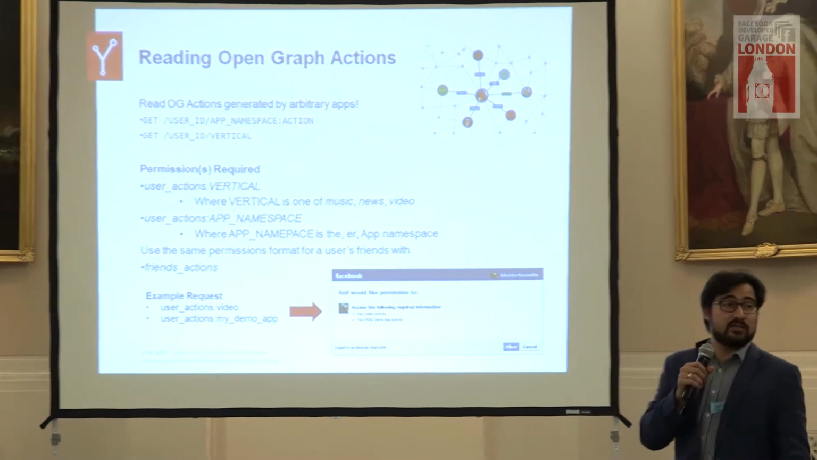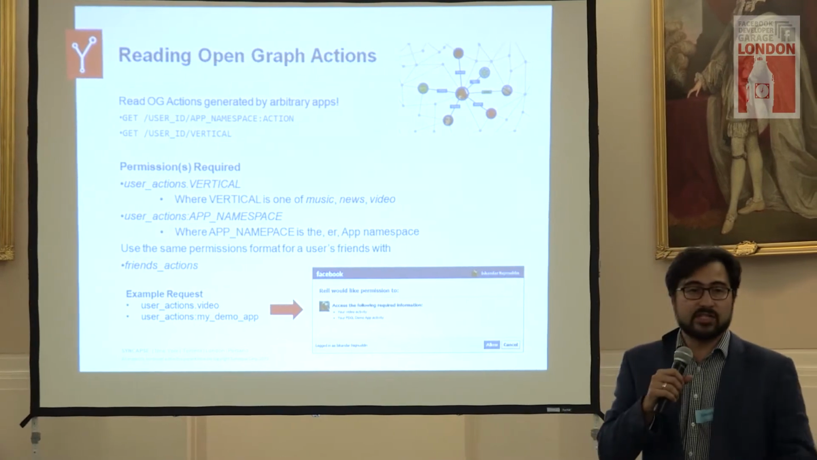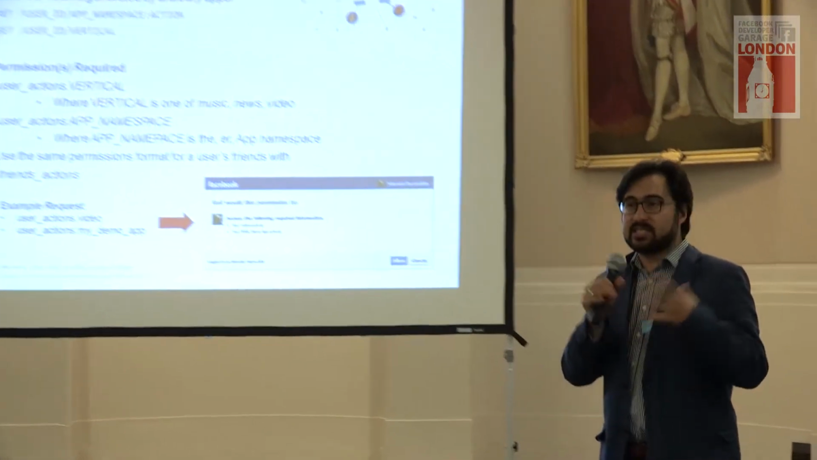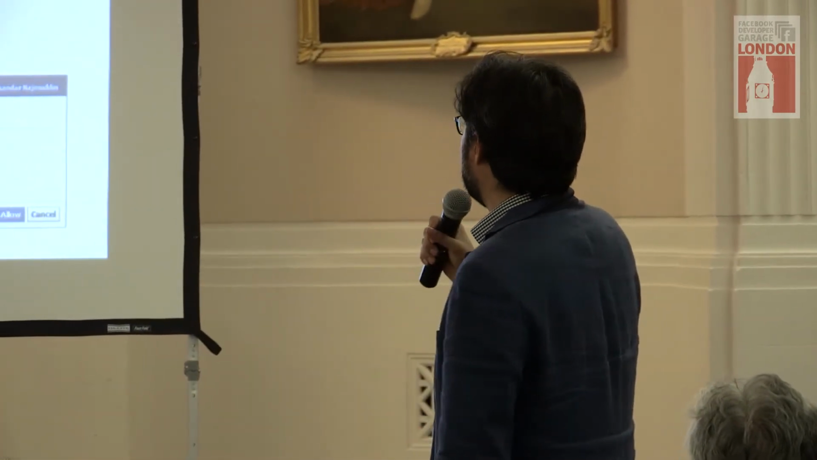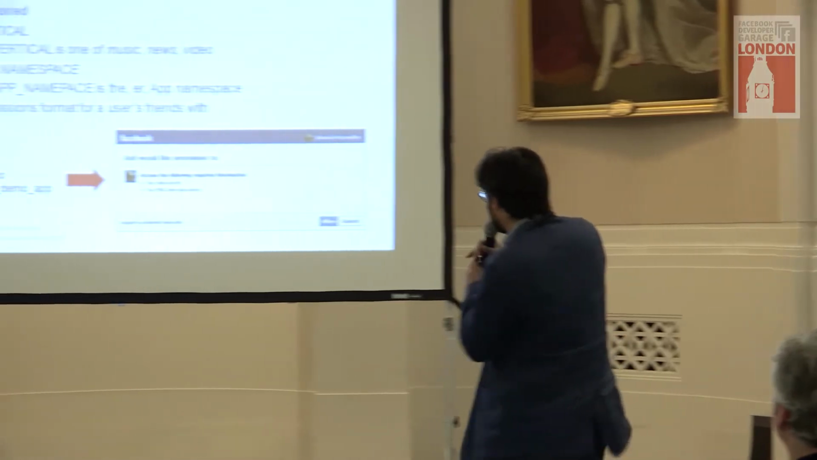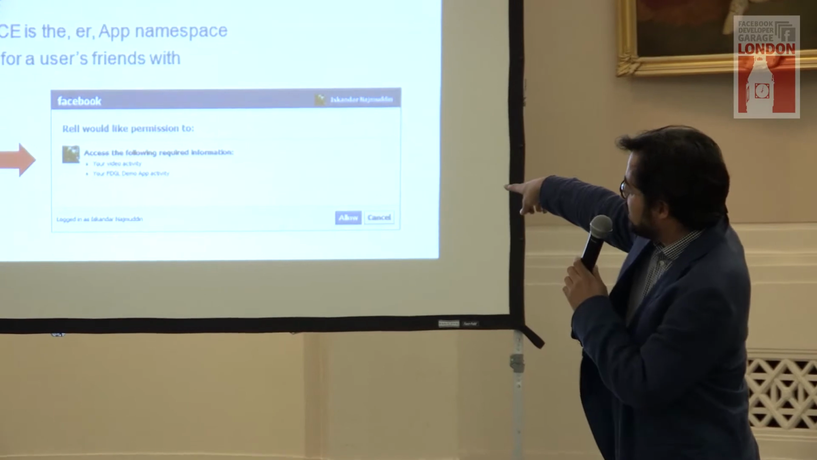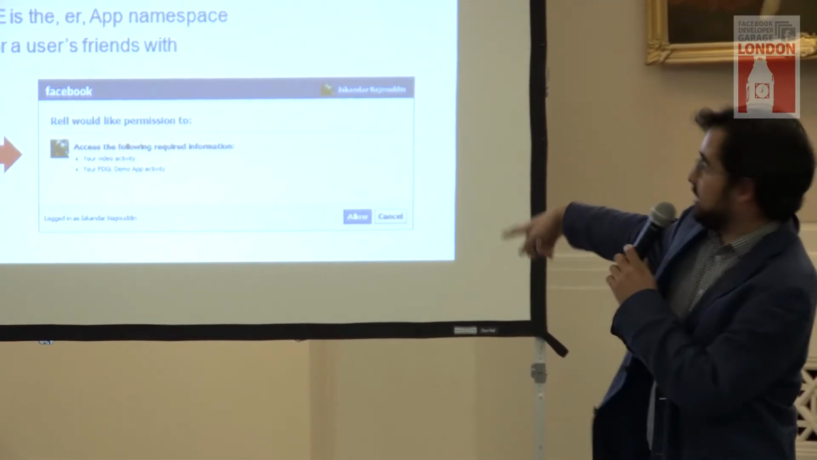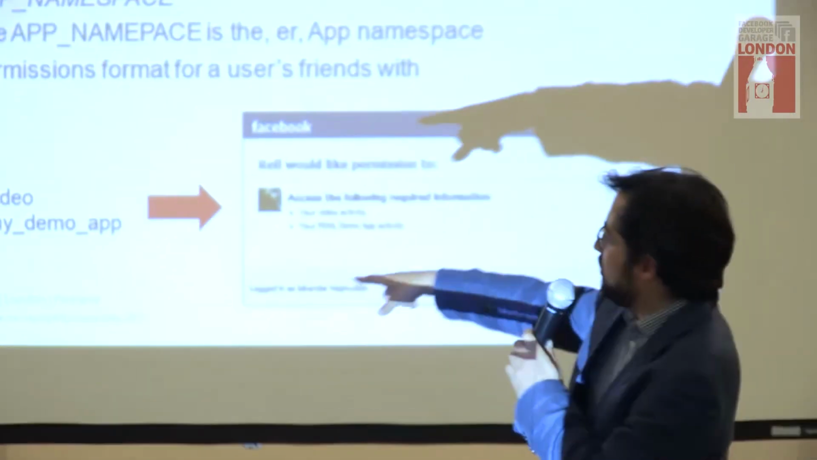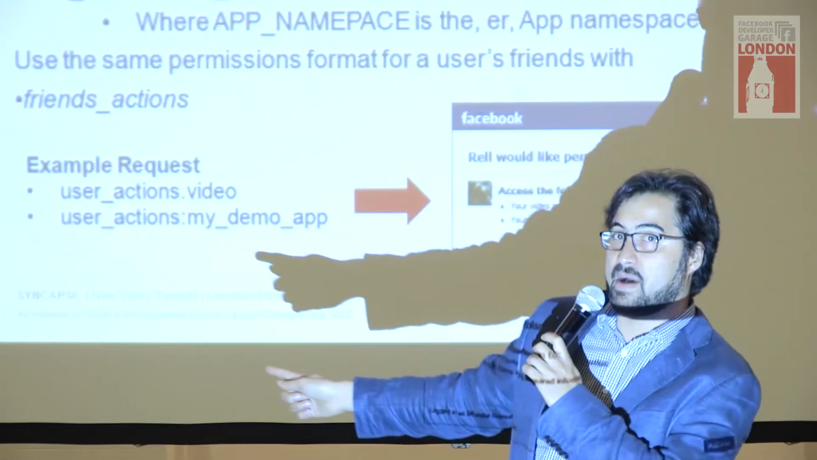It works for friends as well. So if I wanted to write an app that said, here's a bunch of recommendations based on all your friends' listens across 16 different music apps, awesome, you can do it. Very exciting. The bottom here is just an example dialog for what it looks like when you do ask for those permissions. You can't really read it, but at the bottom it says you're asking permission for a video activity and the FDGL demo app activity. So I'm asking for user_actions.video over here, and user_actions: and my demo app is meant to be my app namespace.